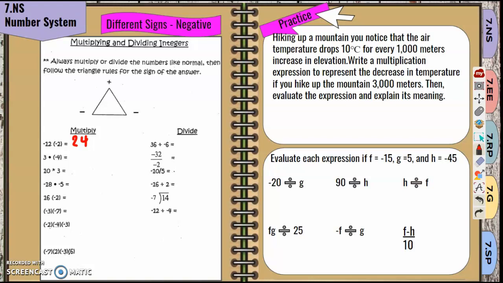3 times negative 4. I know that 3 times 4 is 12. A positive times a negative is going to be a negative. So that's negative 12. 10 times 3, I know that that is 30. And when you learn multiplying in elementary school, you learn multiplication using positive numbers. So that makes sense for 10 times 3 to be positive 30.